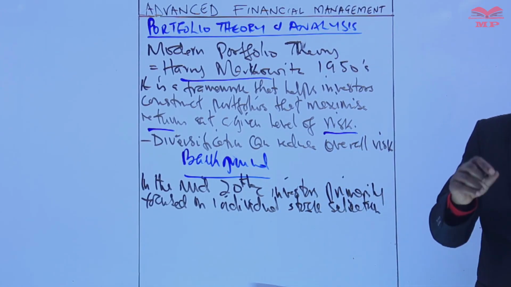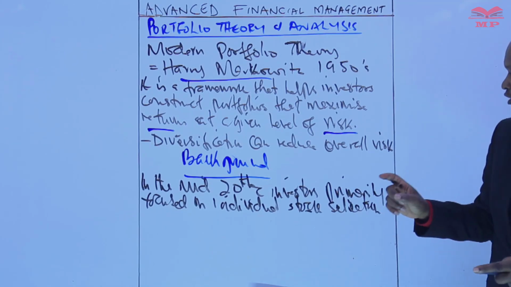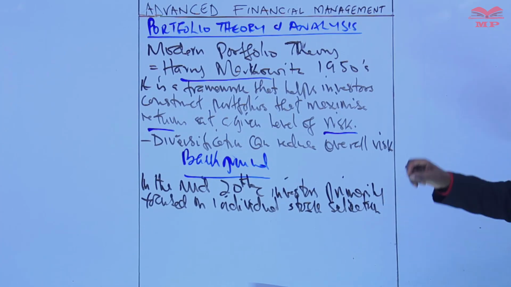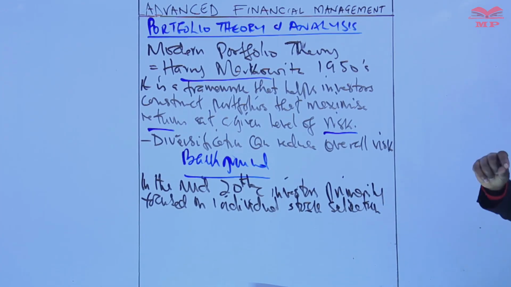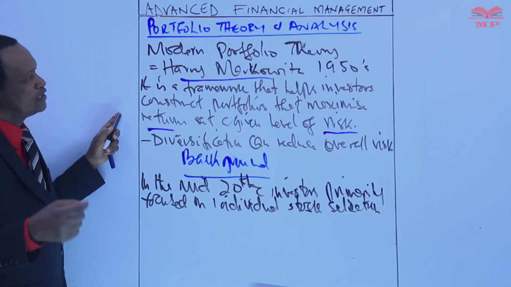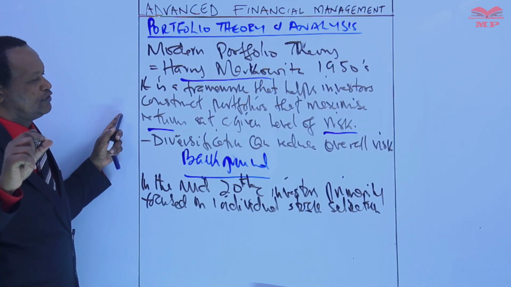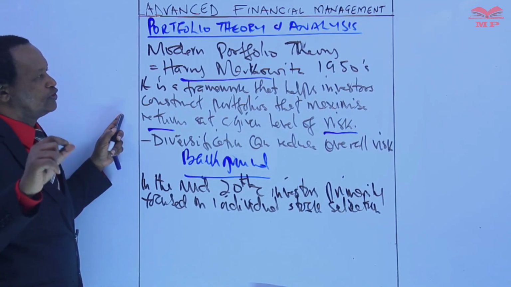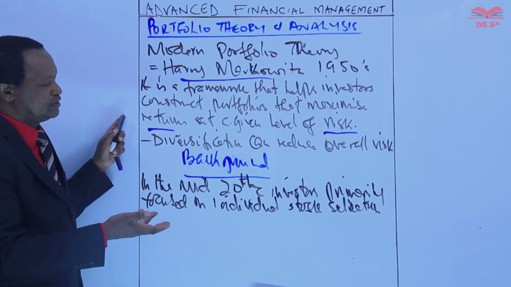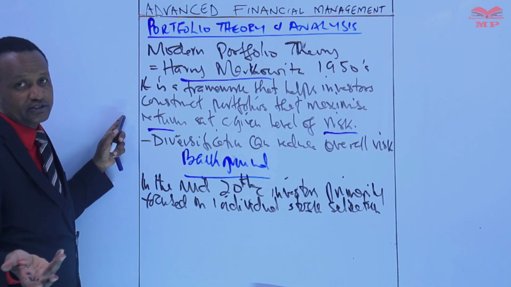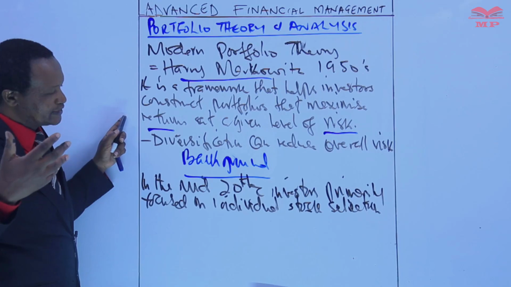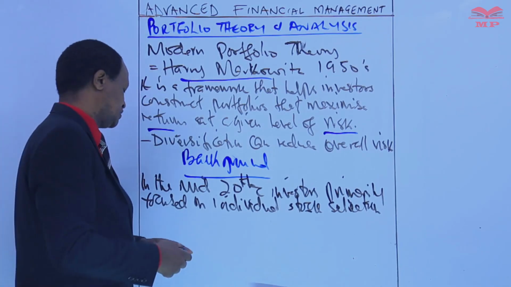So Markowitz challenged the idea of focusing on individual stock selection by emphasizing the importance of portfolio construction and diversification. But before the modern portfolio theory, in the mid 20th century, before that, candidates, investors often relied on subjective judgment.